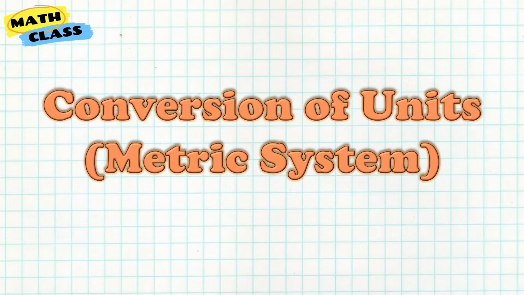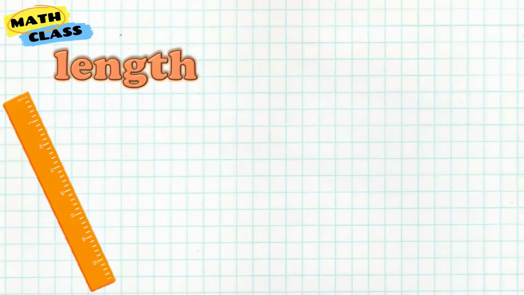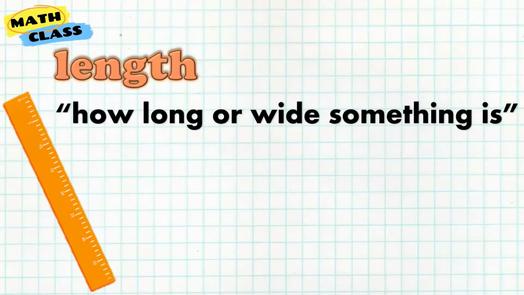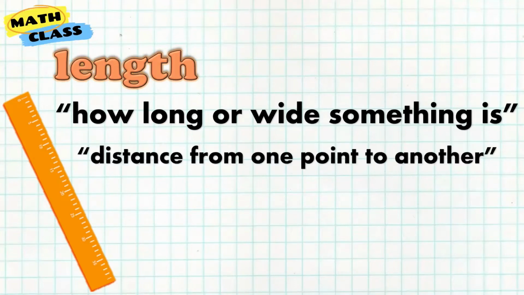When we talk about measurement, the coverage of this video includes length, capacity, and mass. Let's discuss them one by one. When we talk about length, it usually answers the question how long or how wide something is. So for example, you are getting the distance from one point to another. So that is what we talk about length.